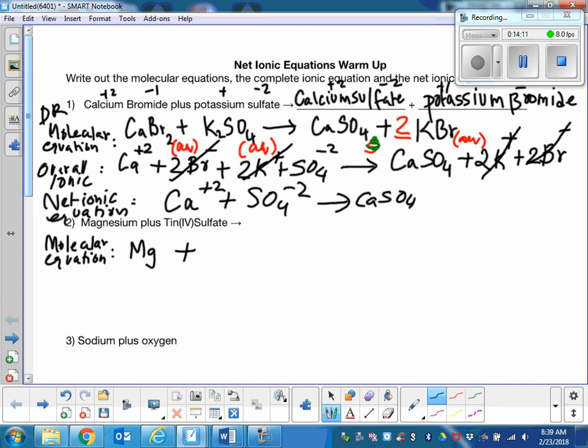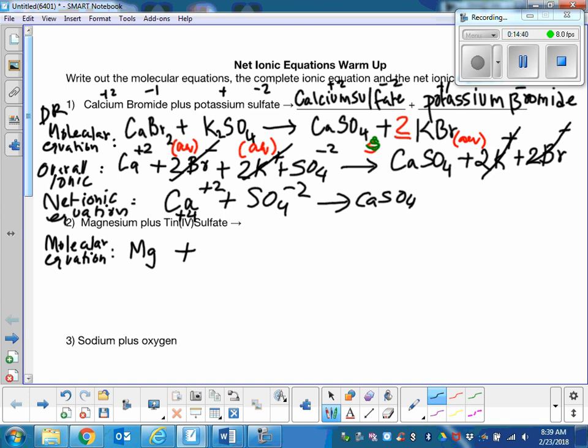tin(IV) sulfate. Is this now an ionic compound? Correct? Tin 4 sulfate. Do ionic compounds dissolve in water? Do ionic compounds dissolve or don't they dissolve in water? Depending on the solubility chart, you can figure out if they're soluble or not soluble. Yes or no?